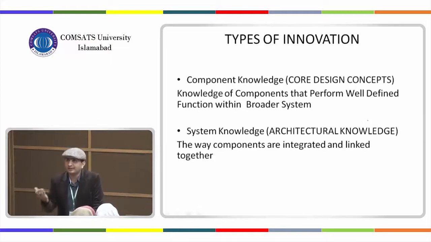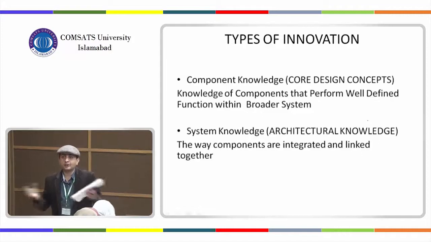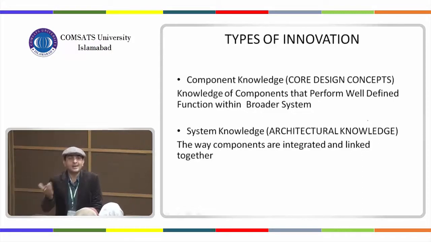So each component is doing a well-defined task or function. And when they are grouped together, they make a ball pen that is basically a system, right? So the knowledge of each component is component knowledge, and the knowledge of the whole system is the architectural knowledge for that product.